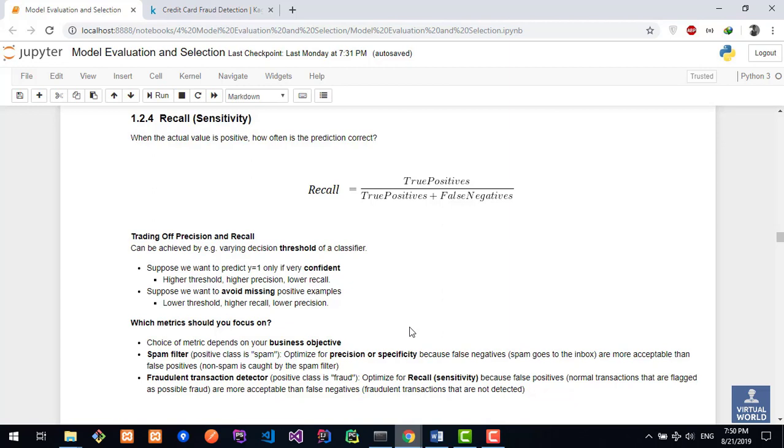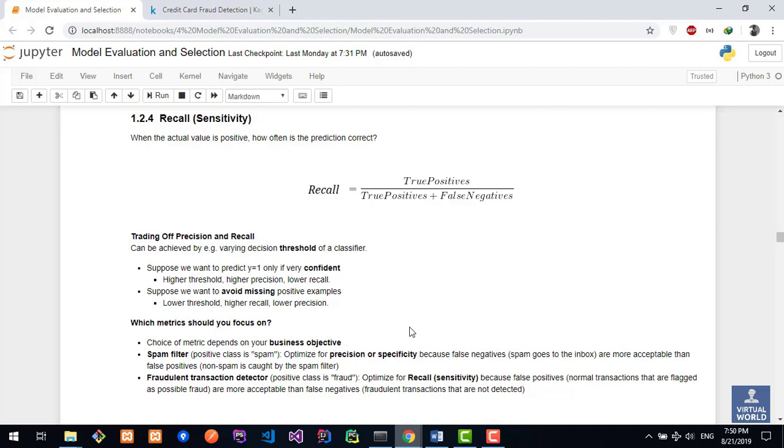So you might ask, which metric should you focus on? The choice of metric depends on your business objective. For example, if you had a spam filter problem where the positive class is spam, you should optimize the precision, because false negatives, which are the spams that go to the inbox, are more acceptable than false positives, which are non-spam emails that are caught by the spam filter.